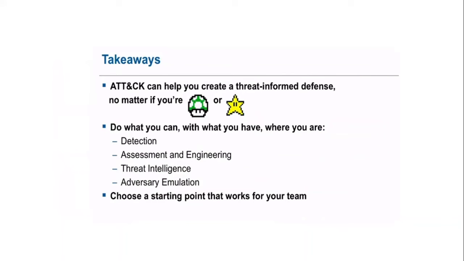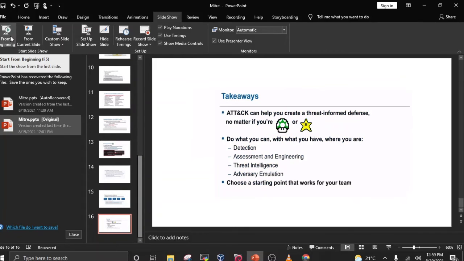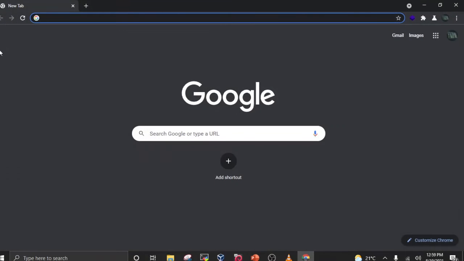So the final takeaway for this session is that ATT&CK can help you to create a threat-informed defense, no matter if you're a beginner or your organization is big and you have experts, because you can focus on these 4 use cases: detection, assessment and engineering, threat intelligence, and also adversary emulation. So I'll be showing you how to do the threat emulation by using the Caldera software.